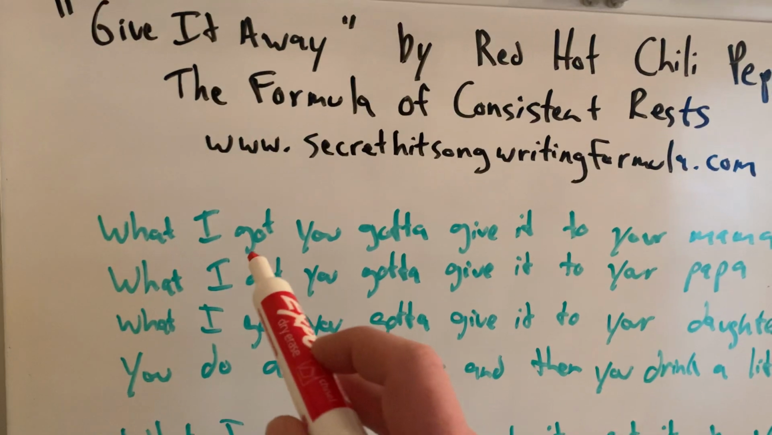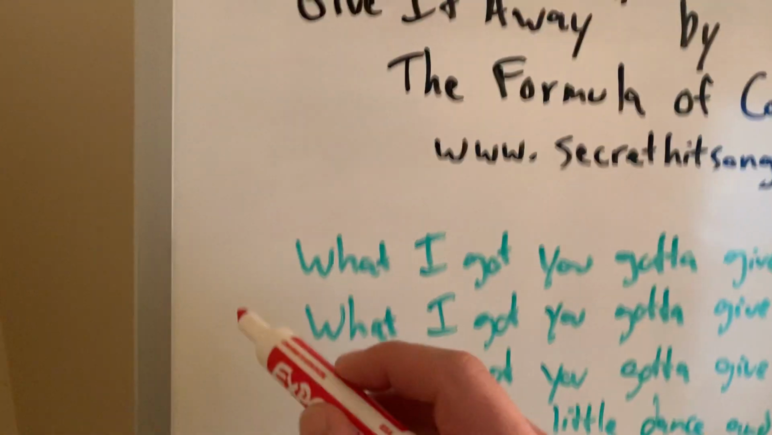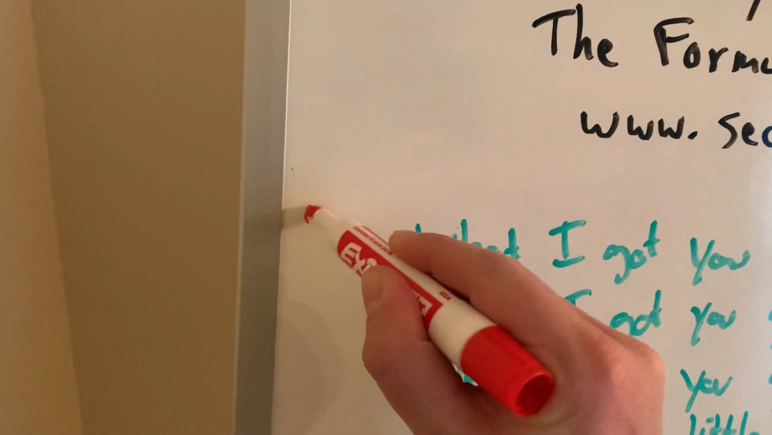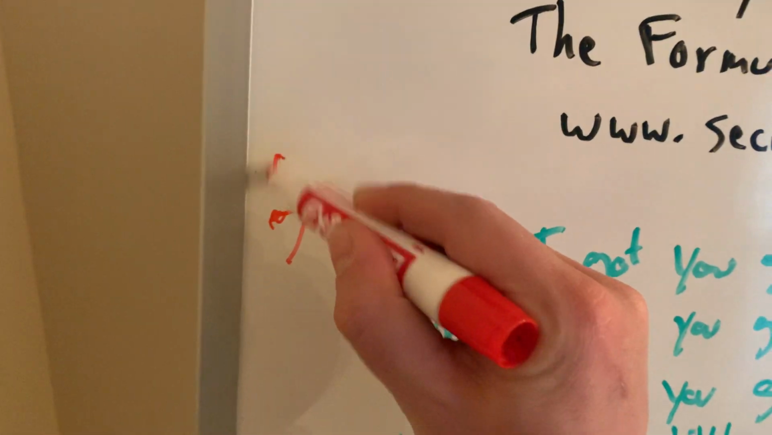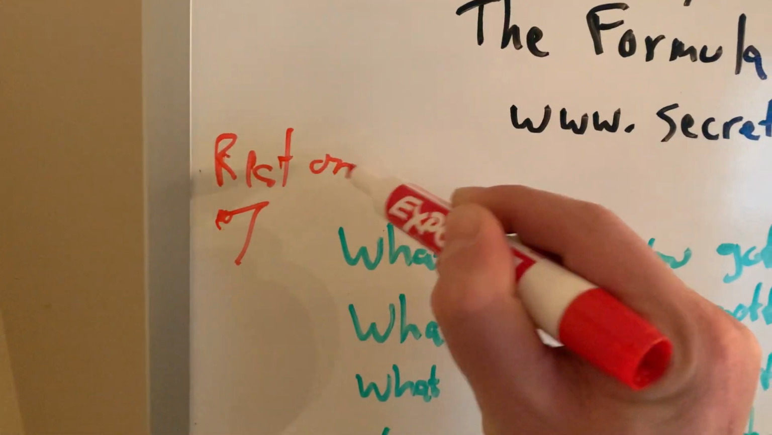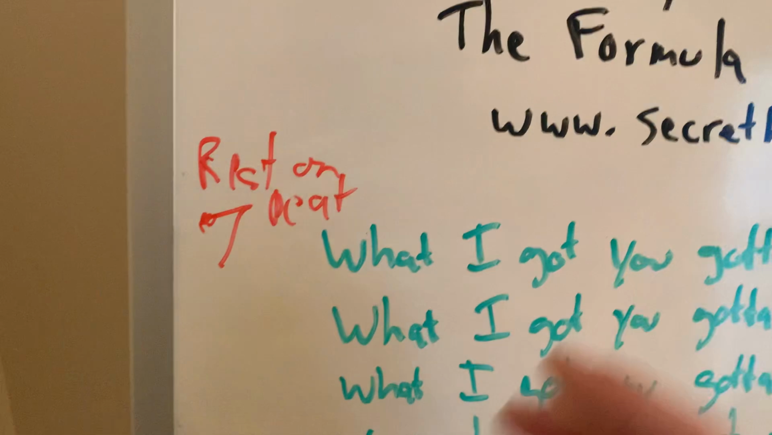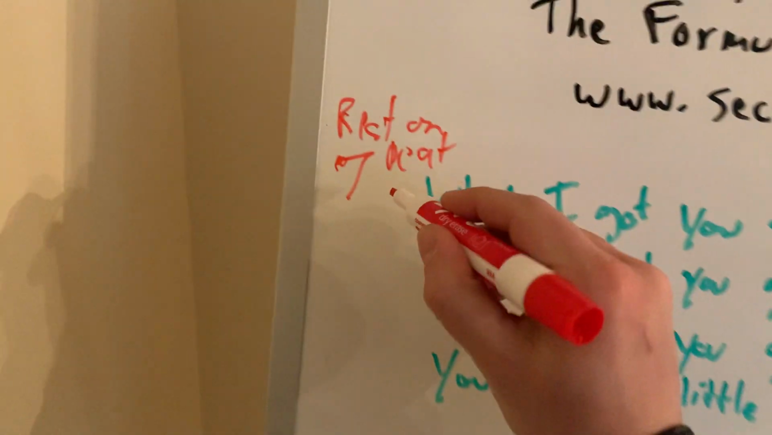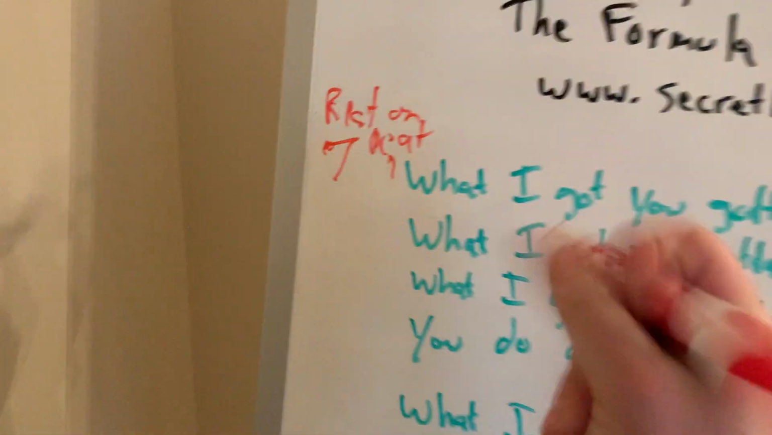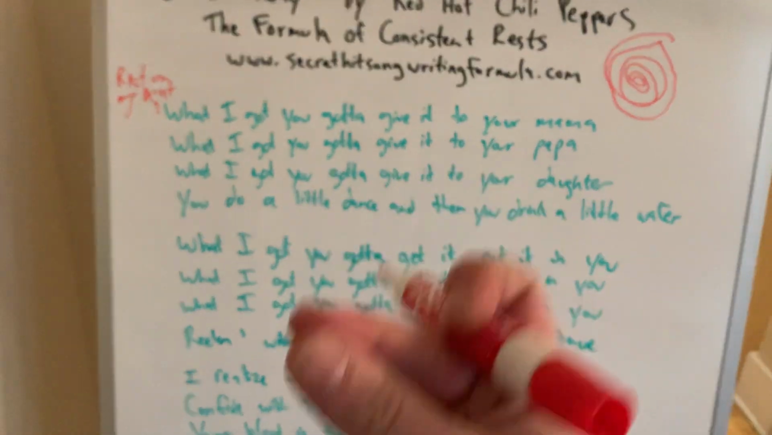So instead of counting syllables, we're just gonna look at where the rests are. There's a rest here on beat one. Rest on beat one of the measure, right? Because if we're just snapping the beats as they go by, 1, 2, 3, 4.